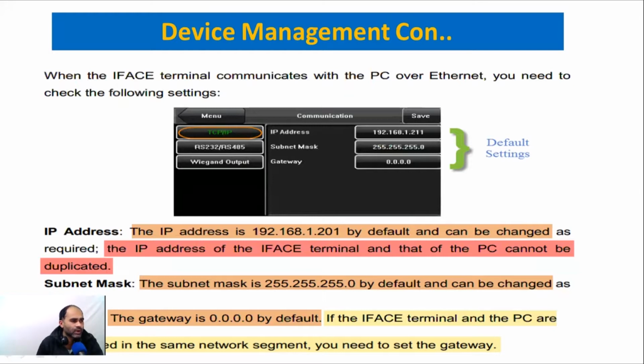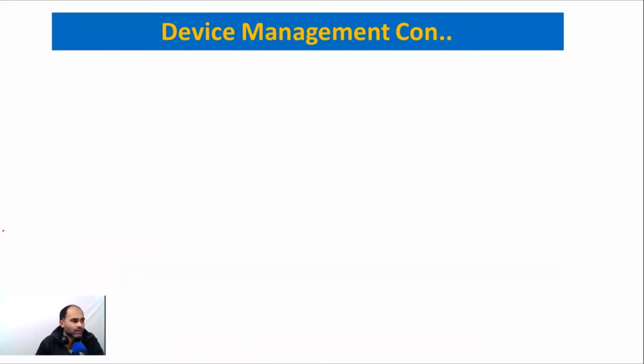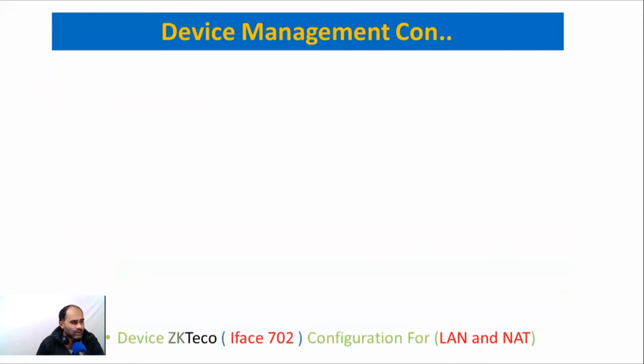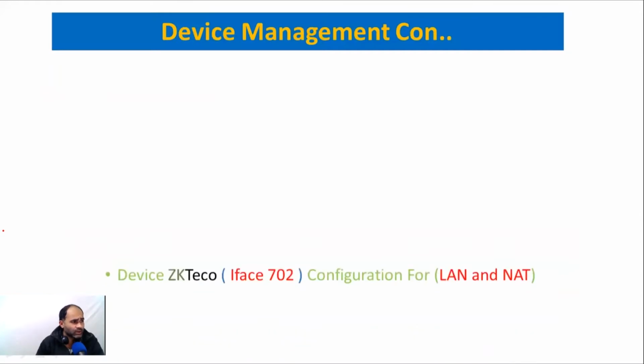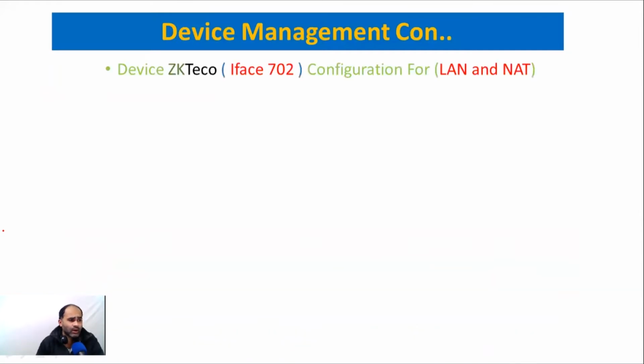We will see how we can configure on a remote site. This part is only for the LAN. So just give your gateway IP. When you click on your communication key, you will go to some settings. So let's see device configuration, IP for LAN and NAT.